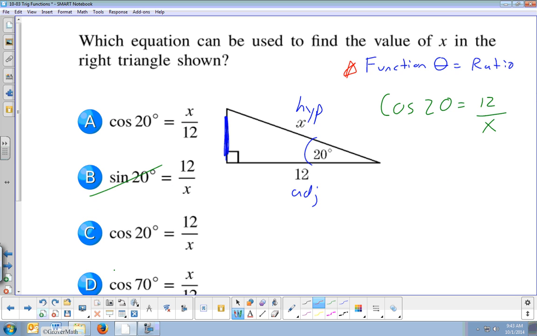So every trig function sets up that way. And that's how we can solve this now. This problem doesn't want us to solve for x, but we could. We could put this over 1 and cross multiply. So let's actually do that real quick.